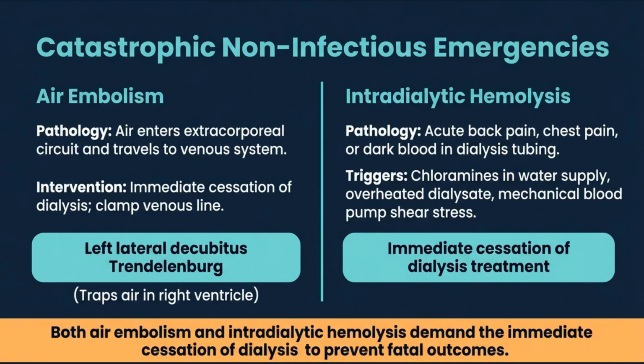Intradialytic hemolysis is another severe complication. It can present with acute back pain, chest pain, or dark blood in the dialysis tubing. Common causes include exposure to chloramines in the water supply, overheated dialysate, or mechanical shear stress from the blood pump. Both emergencies require rapid identification and immediate cessation of the dialysis treatment to prevent fatal outcomes.